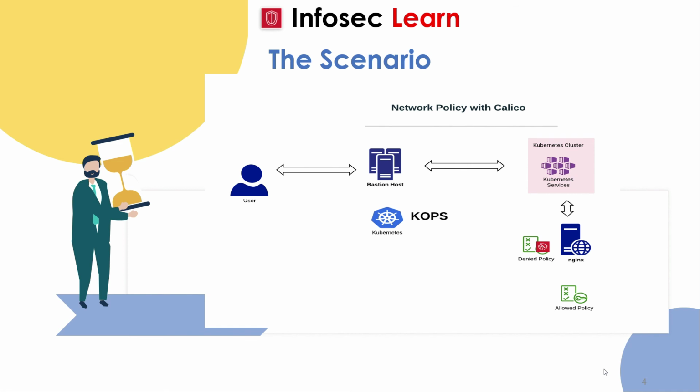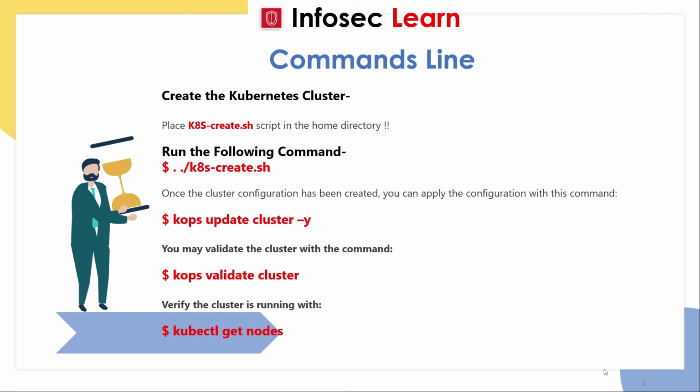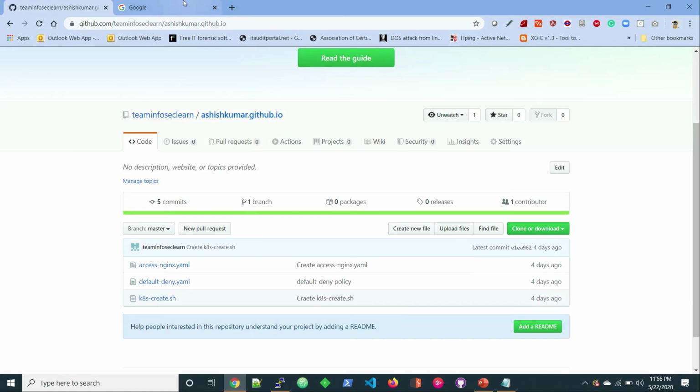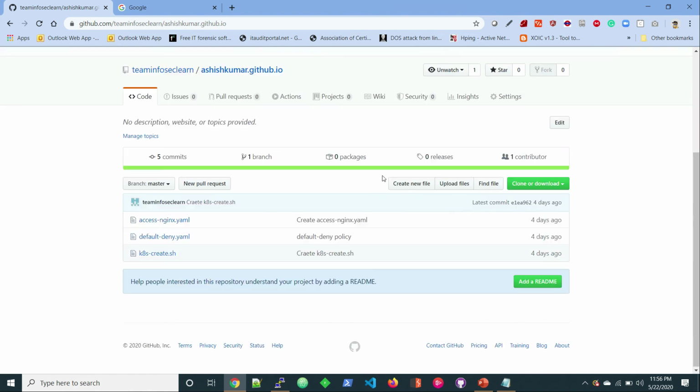So let's begin the hands-on lab. Here you can see this is the command set I'm going to utilize particularly for this session, and I was talking about the kops cluster script. This k8s-create.sh script you can utilize to create a cluster. You can find this script on my GitHub repository. So here is the address of my GitHub repository. Here you will find the create.sh script, the default deny YAML file, and the access nginx YAML file. So let's begin.